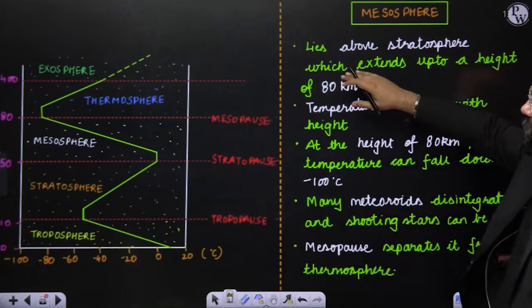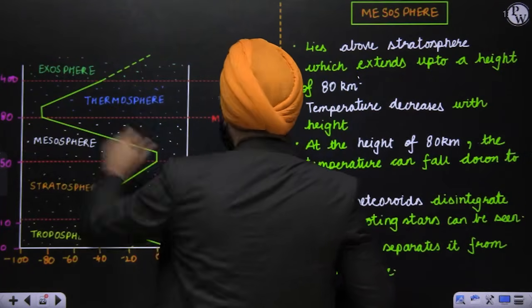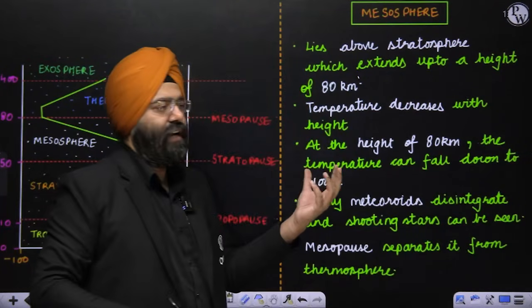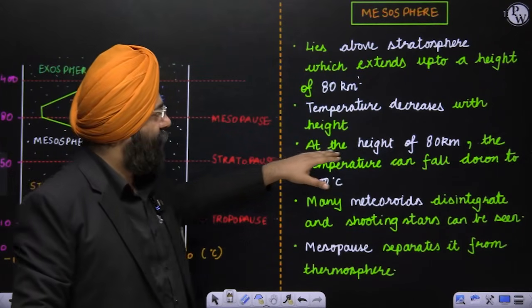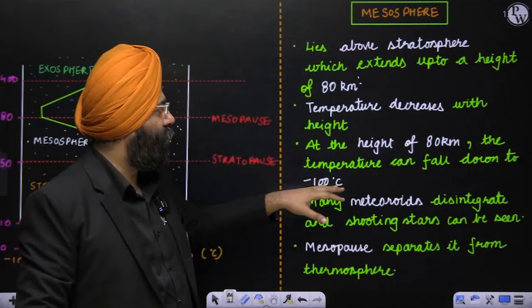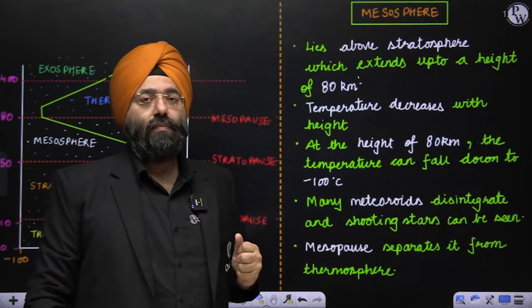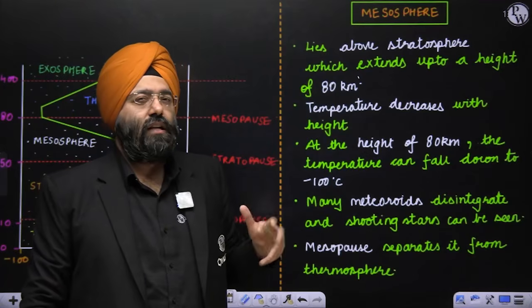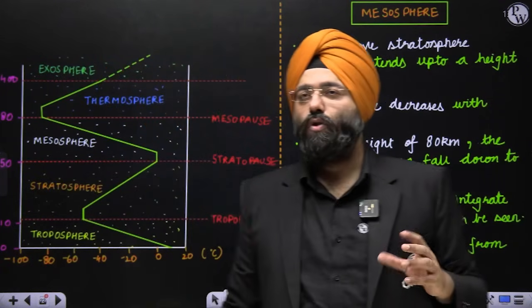Up to the 80 kilometer mark, if you see here, it is still the mesosphere. Now the temperature decreases with height, again a natural phenomenon, where as you're going ahead, the temperature is decreasing. At the height of 80 kilometers, the temperature can fall to minus 100 degrees Celsius also. In the examination, you can be asked which of the layers is generally considered the coldest layer, right? Which is considered the coldest layer.